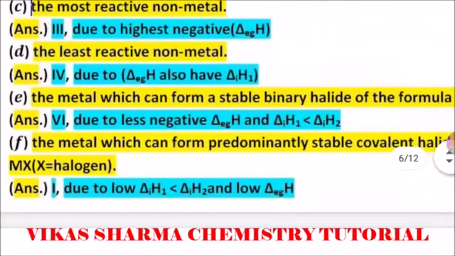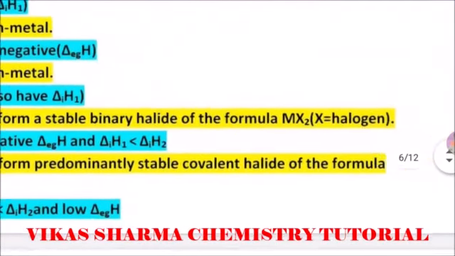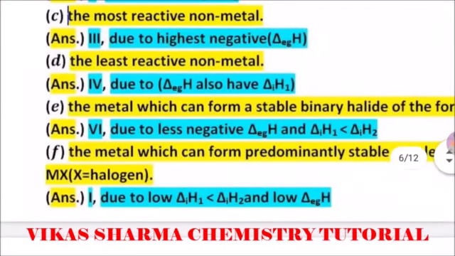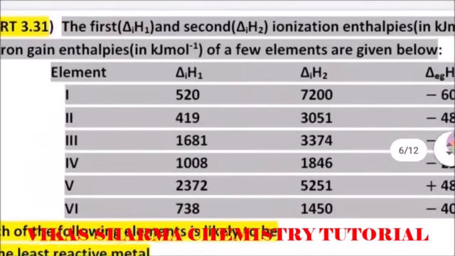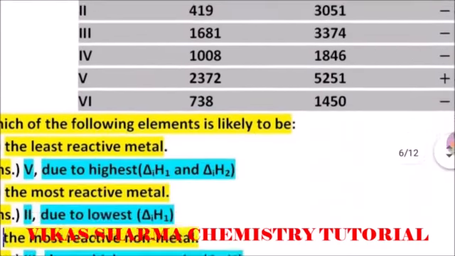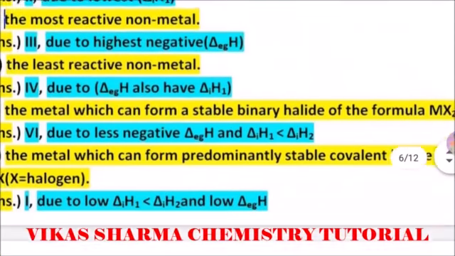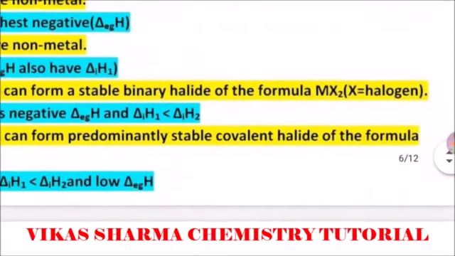The sixth part: the metal which can form a predominantly stable covalent halide of the formula MX, where X is a halogen, is element number 1. It has lower ionization enthalpy, so it belongs to the alkali metals, so it forms a monohalide, meaning the formula is MX.